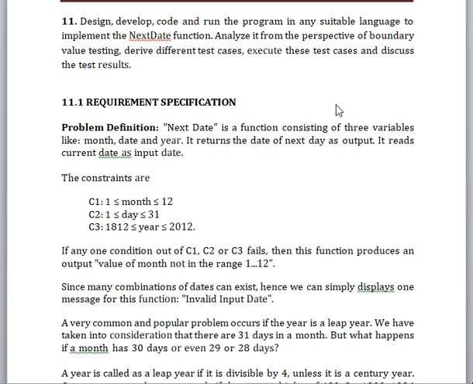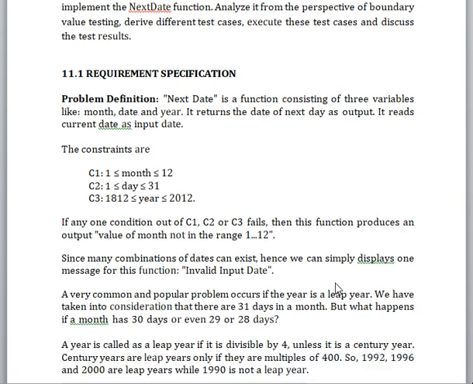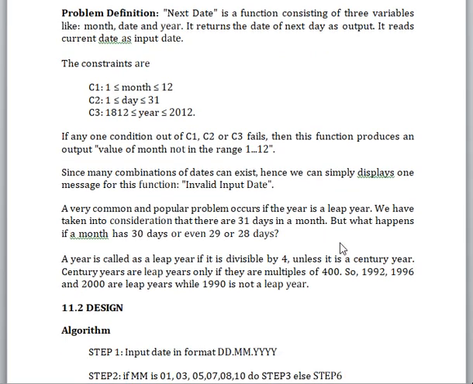Here, if one condition out of C1, C2, C3 fails, then it produces an output value: the month is not in the range, the day is not in the range, or the year is not in the range. You can simply display one message for this function, that is, invalid input date.